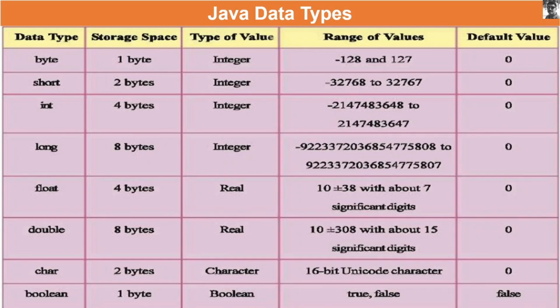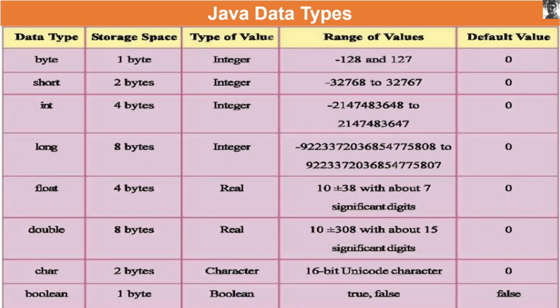Similarly, float can store any number with 10 raised to plus or minus 38, with about 7 significant digits. And double can store any number multiplied by 10 raised to plus or minus 308, with about 15 significant digits. All of these, that is byte, short, integer, long, float and double, have a default value of 0. So if you don't give any value, by default it is 0.